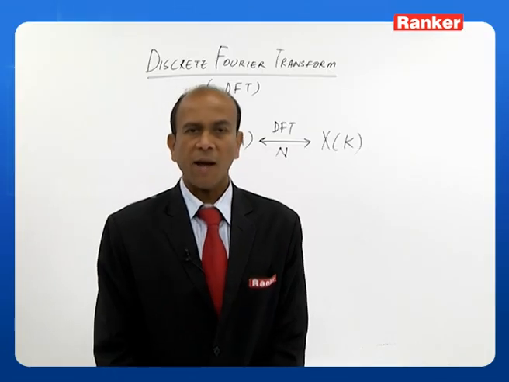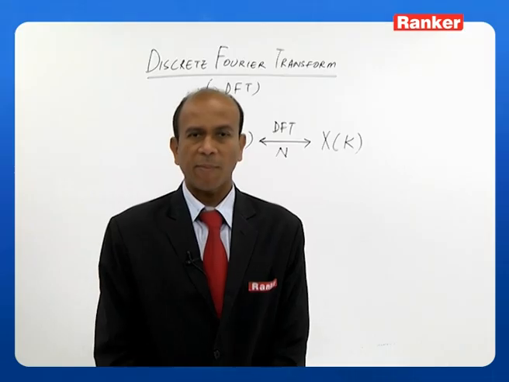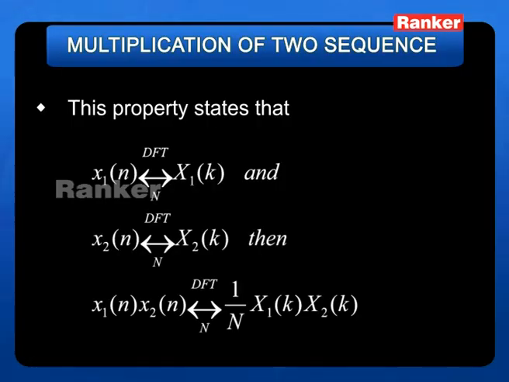Okay, let us look at the other property, called multiplication of two sequences. What does this property say? x1 of n has a DFT x1 of k of n points, and x2 of n has a DFT of n points again, that is x2 of k. Then if I multiply x1 of n and x2 of n, what will be its DFT? That is what this property says. That is equal to 1 by n times x1 of k multiplied by x2 of k.